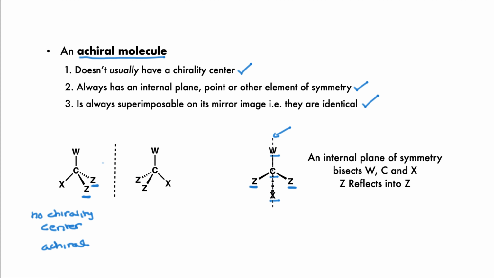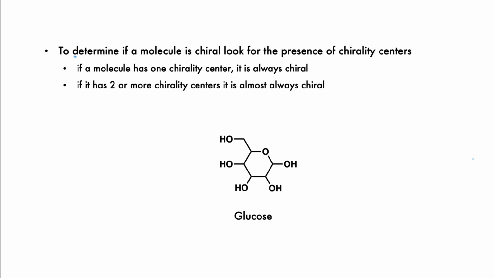Finally, you can tell this molecule is achiral because it's superimposable on its mirror image. Convince yourself that these 2 molecules are identical by building models. To determine if a molecule is chiral, look for the presence of chirality centers. That is, look for carbons with 4 different groups attached. If a molecule has one chirality center, it must be chiral. If a molecule has several chirality centers, it is almost always chiral, and you can assume it is for this exercise. Remember that a chirality center is indicated by a star.